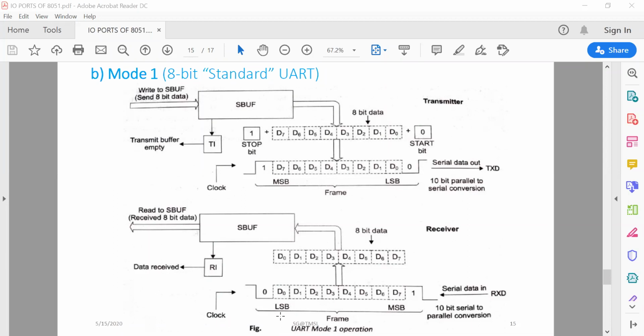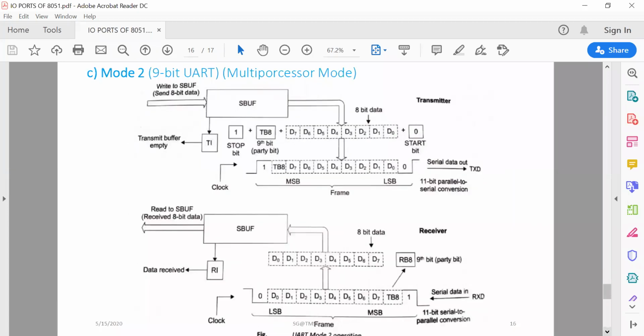And if these two conditions, RI equals 0 and SM2 equals 0 or stop bit equals 1, are not met, then the received character is ignored and RI is not set, and the receiver circuit waits for the next start bit, for the next new data transmission. Okay, so that is mode 1.